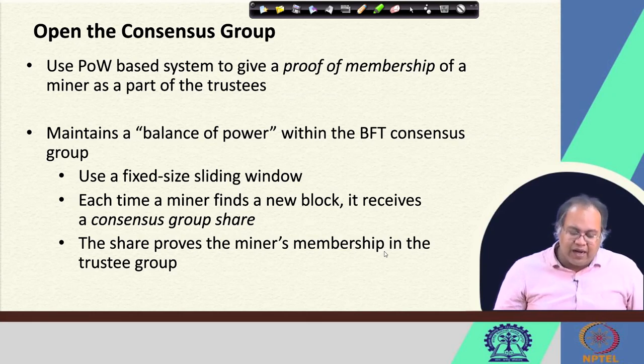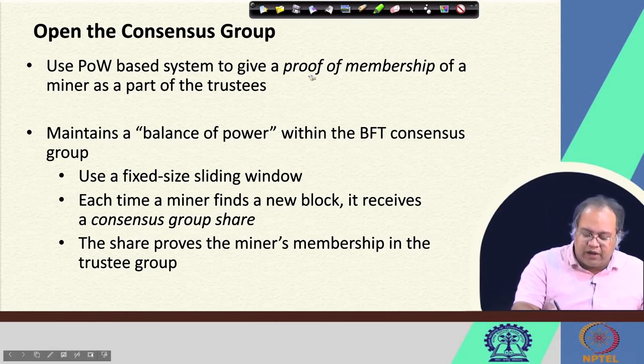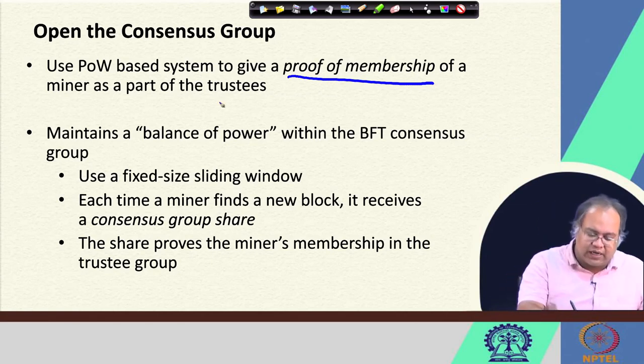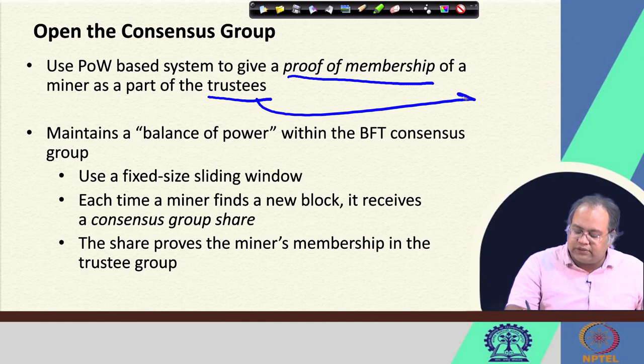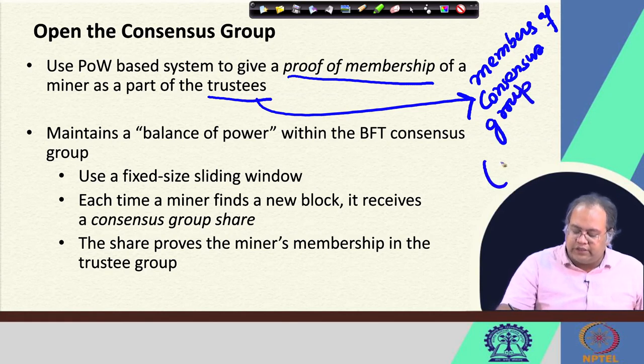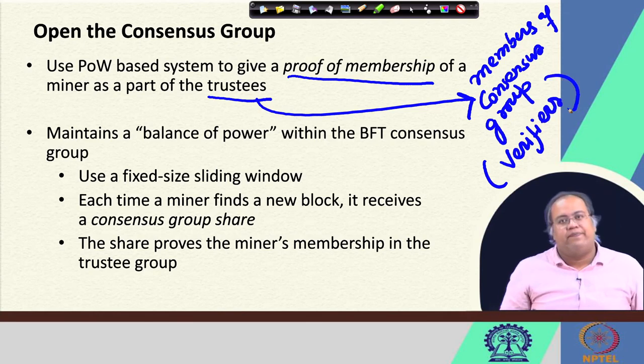What we can do is use a proof of work based system to give a proof of membership of a miner as a part of the trustees. So what are the trustees? The trustees are the members of the consensus group, or the set of verifiers that I was talking about earlier.